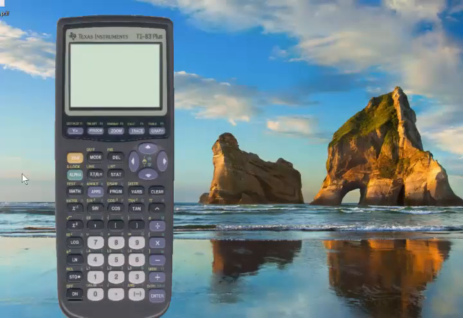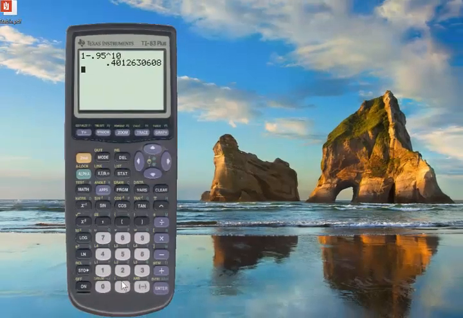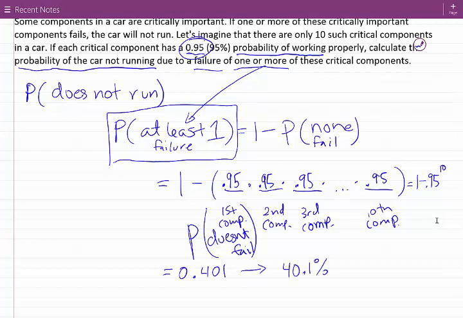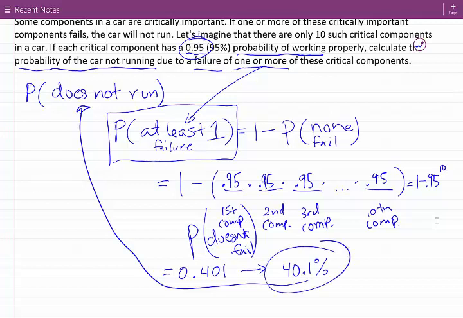All right, so I have my calculator open here. I'm going to do 1 minus 0.95 to the 10th power to see what that gives us. So we end up with a calculation of 0.401. So this final answer then is 0.401, which is the same as saying 40.1% of the time the car will not run, right? It will not run because there'll be at least one failure of a critical component. So if there's 10 such critical components and they only work 95% of the time, our car is going to break down a lot.